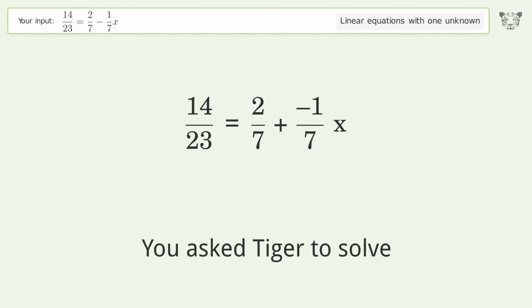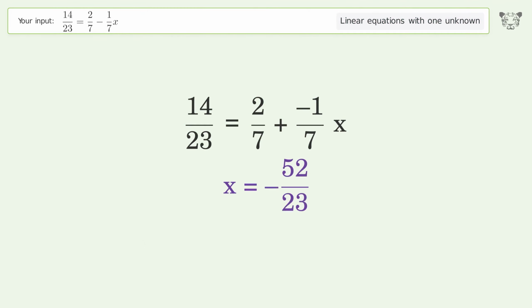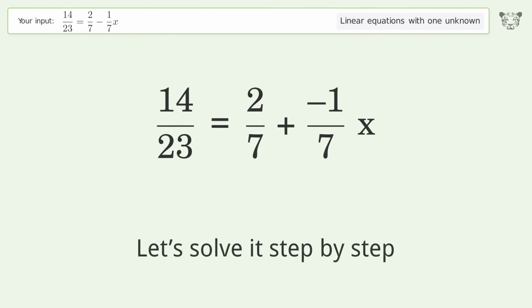You ask Tiger to solve. This deals with linear equations with one unknown. The final result is x equals negative 52 over 23. Let's solve it step by step.